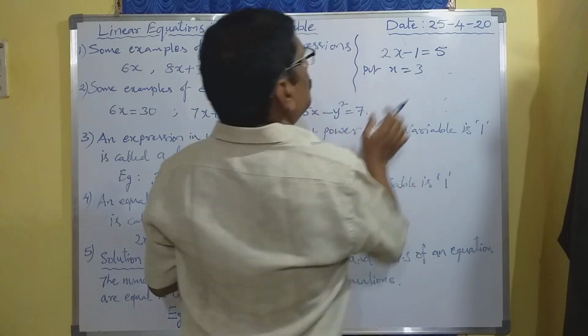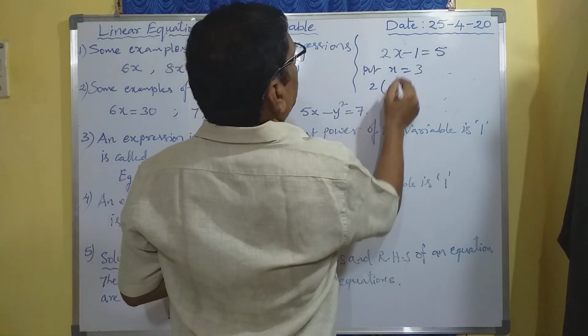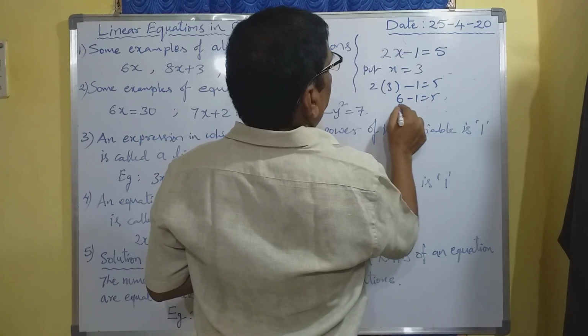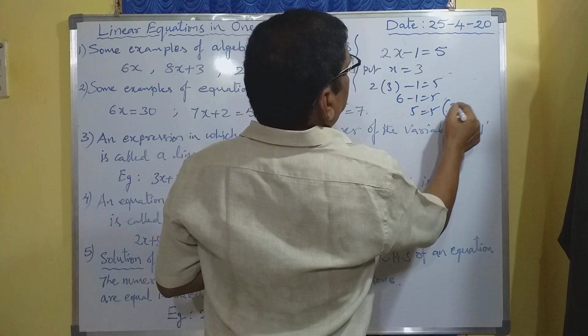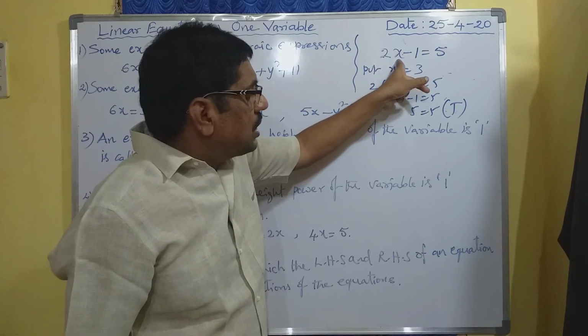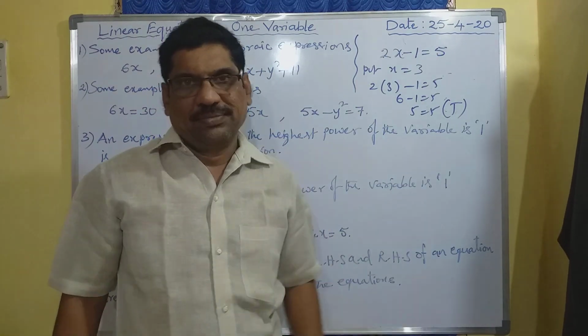3. Let us substitute x is 3 in the given equation. Now, 2 into x value 3 minus 1 is equal to 5. 2 threes are 6, minus 1 is equal to 5. 6 minus 1 is 5. 5 is equal to 5. Is it correct or not? Yes. The given equation is true only for x value 3.